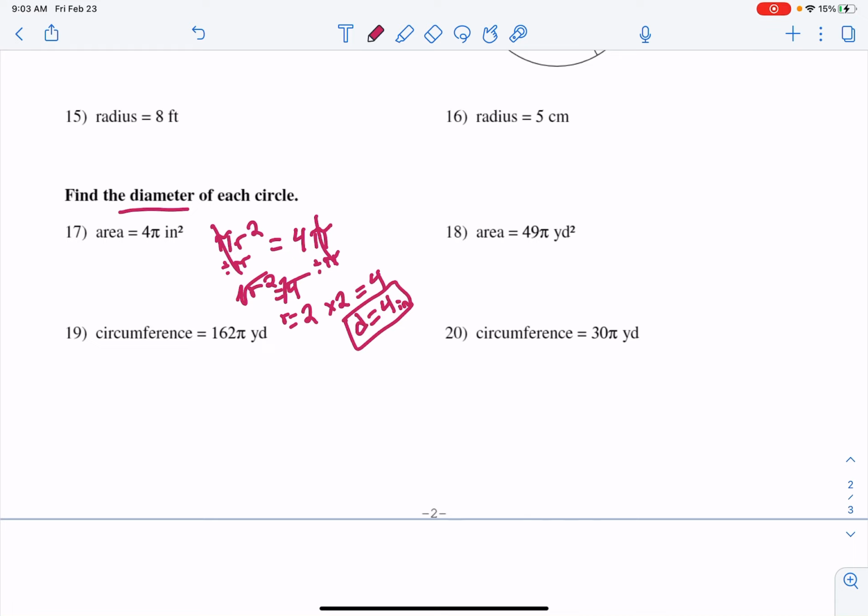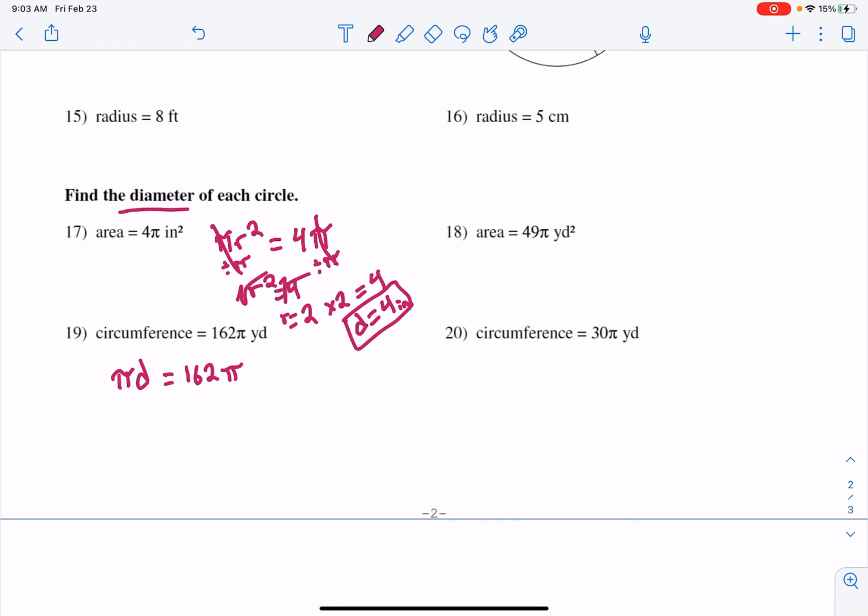All right, number 19. Gives us the circumference, 162 pi yards, and they want us to find the diameter. So they gave us the circumference. Whenever they do this, we're going to actually use the formula pi d for circumference, and that equals 162 pi. And we're going to use the pi d formula because they're asking us for diameter. So remember, whatever they're asking for, that's going to help you choose which of the 2 circumference formulas to use.